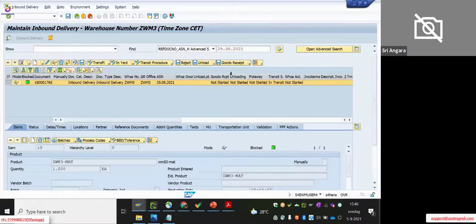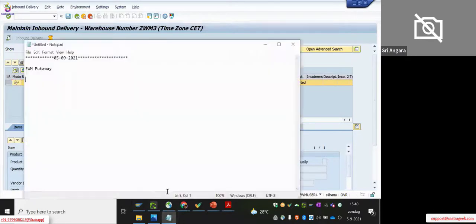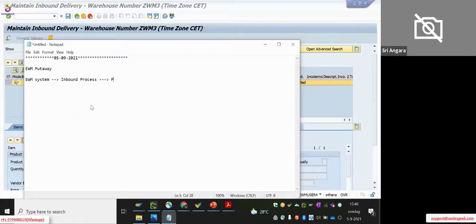There are certain activities that need to be performed. What kind of activities will we be performing once we receive your products, once a delivery has been created in the EWM system? As it is an inbound process, we will definitely try to perform the put away inside the warehouse, right?